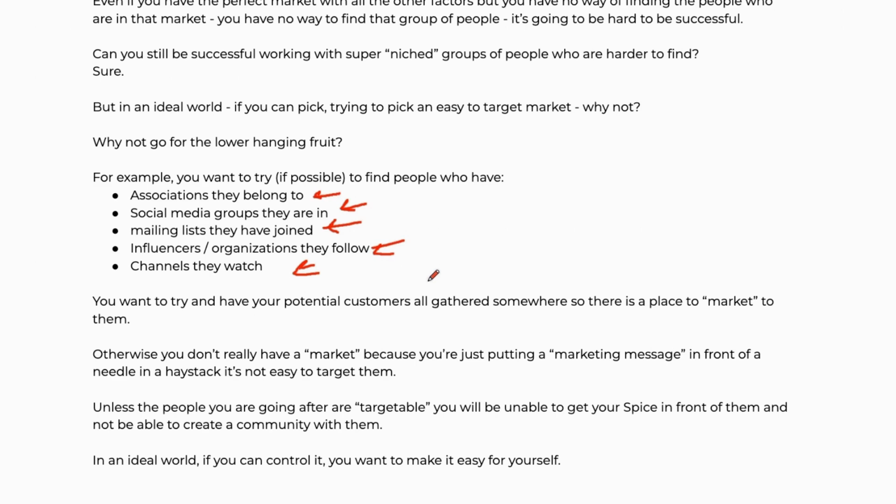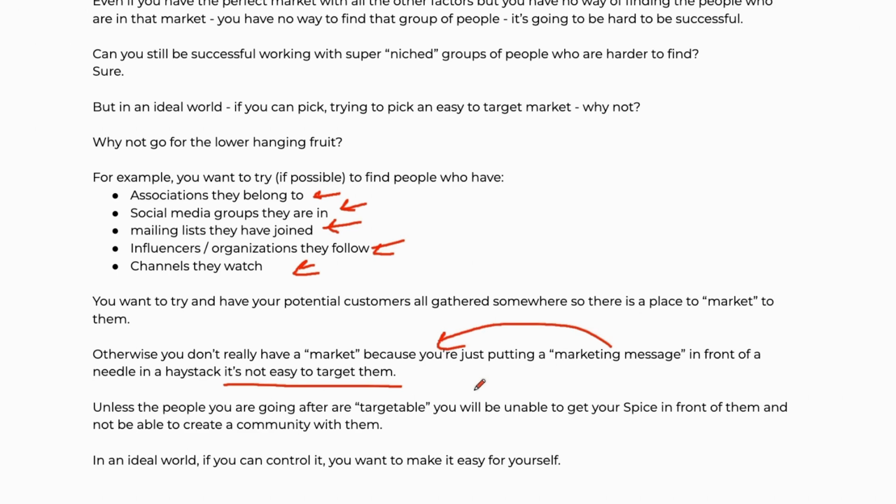But if they're not congregating in a place, right? If there's not a lot of them in one place, then it's going to be very hard to market to them. It's going to be very hard to fish from that pond, right? What you're looking for is to have your potential customers gathered in a place so that you can actually market to them. Otherwise, you don't really have a market that you can provide a marketing message to, because you're trying to find a needle in a haystack since it's not easy to target them.